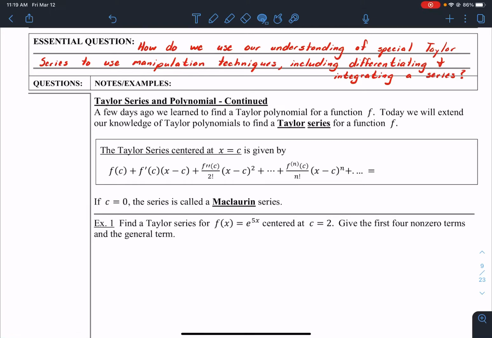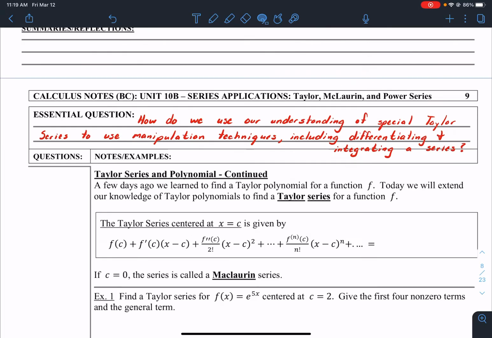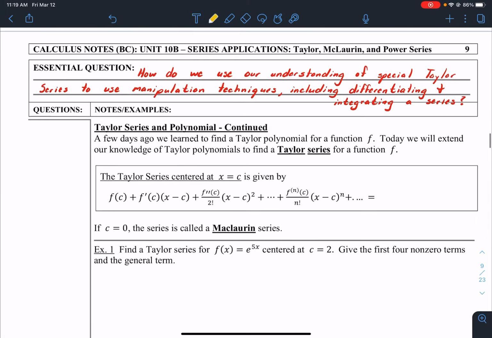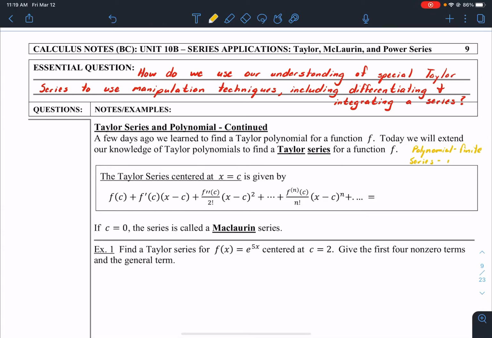After talking about Taylor polynomials, now we want to talk about what a Taylor series is. So keep in mind that a polynomial is finite. A polynomial has a specified number of terms in it. But now that we know a lot about series, we're going to look at infinite series.